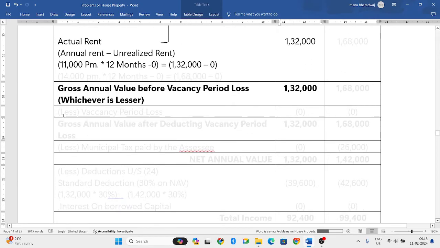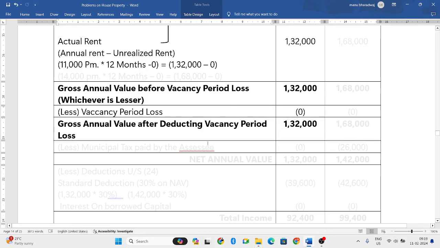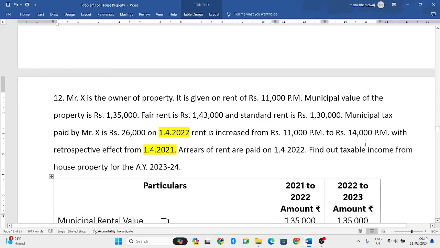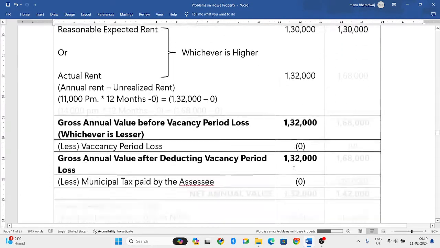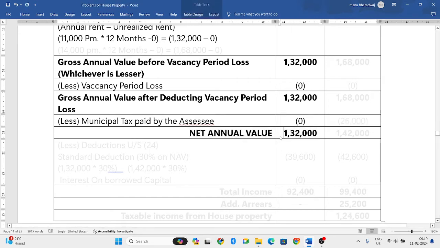Next, from that we have to deduct vacancy period loss. In the question, they have not given any details related to vacancy period loss, so we will consider it as 0. After deducting that, we get GAV after vacancy period loss. From that, we have to reduce the municipal tax paid by the assessee. In the question, they have given 26,000 municipal tax. This is paid for the previous year 22-23. It is not related to 21-22. So no tax here. The balance, whatever you get, is the net value.